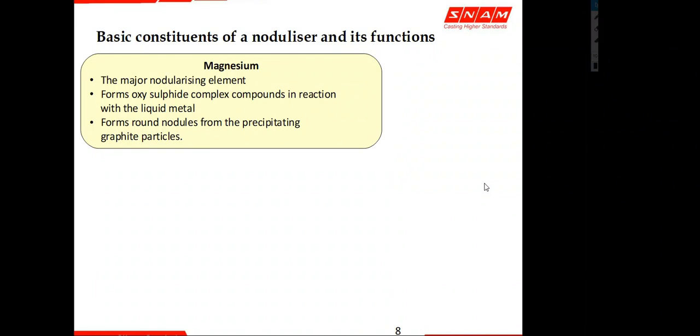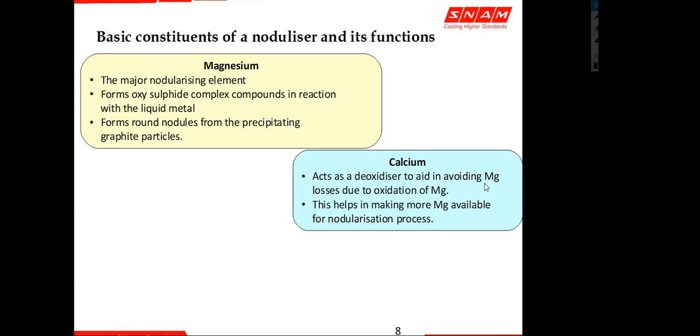The purpose of magnesium is to produce good ductile iron. Magnesium is an element which has good affinity towards oxygen and sulfur. So these form oxysulfide complex compounds and silicate compounds in the liquid metal. As these elements are present, magnesium reacts and forms these compounds, and these are to some extent responsible for making round nodules out of the graphite which is precipitating. The carbon comes from your liquid metal, and your magnesium takes care of converting it into roundness. Then comes calcium. Calcium is a good deoxidizer.